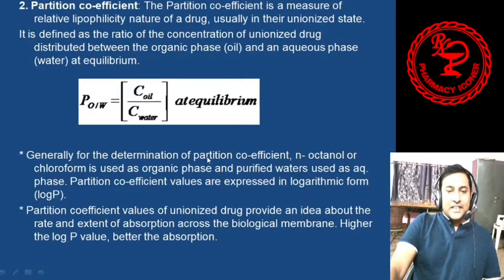Generally, for the determination of partition coefficient, n-octanol or chloroform is used as an organic phase and purified water is used as an aqueous phase. Partition coefficient values are expressed in log form or log P. Partition coefficient values of unionized drug provide an idea about the rate and extent of absorption across the biological membrane of gastrointestinal tract. Higher log P values are associated with better absorption.